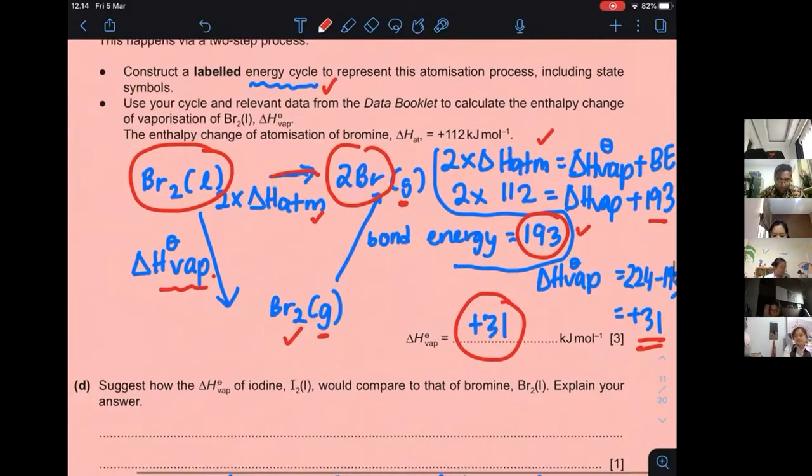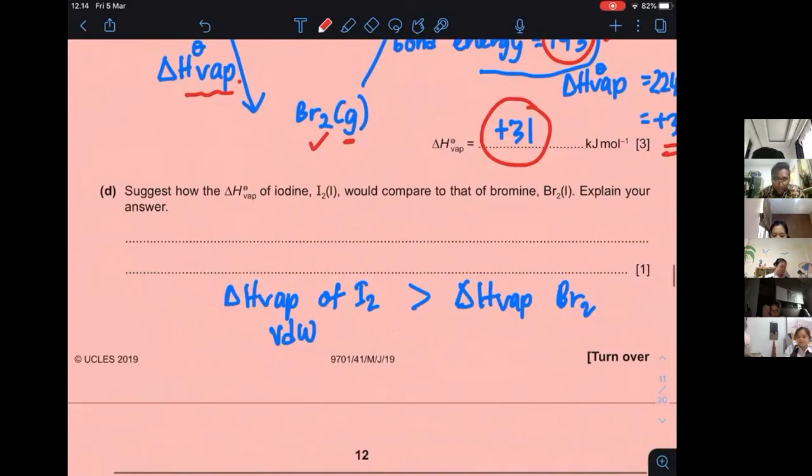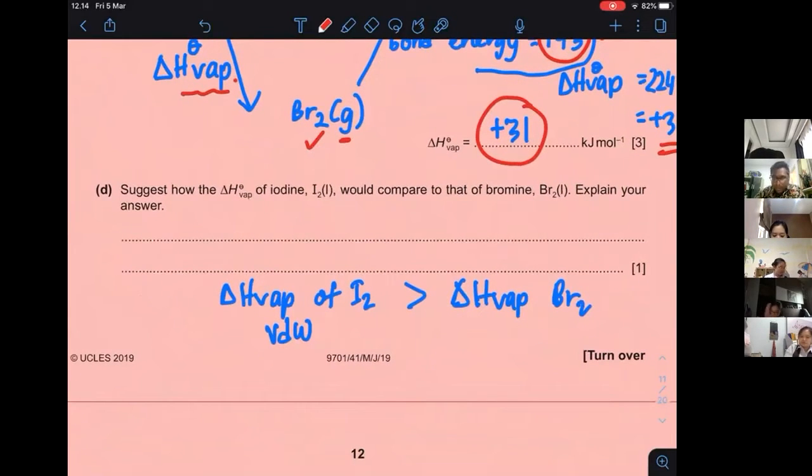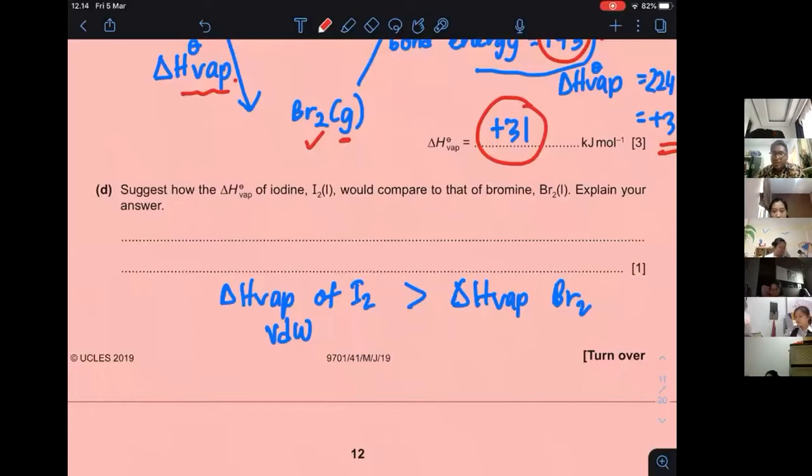Now, suggest how the enthalpy of vaporization of iodine would compare to the enthalpy change of bromine. Explain your answer. This one is quite simple. In vaporization, you are trying to break the bonds between the molecules, so we are talking about intermolecular forces. Both of them are non-polar. We need to say which one is going to be greater. Because I2 is bigger, the enthalpy of vaporization of I2 is bigger than the enthalpy of vaporization of Br2.